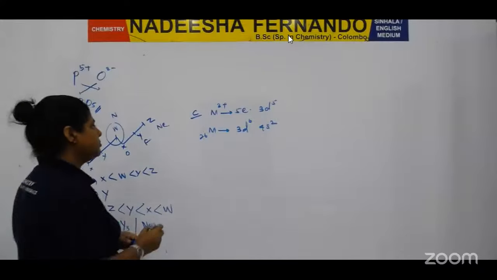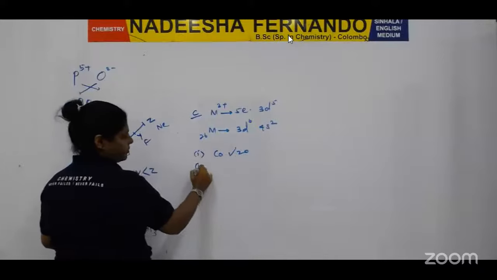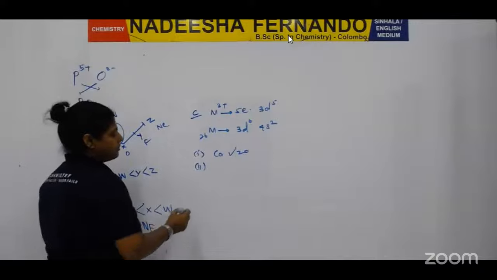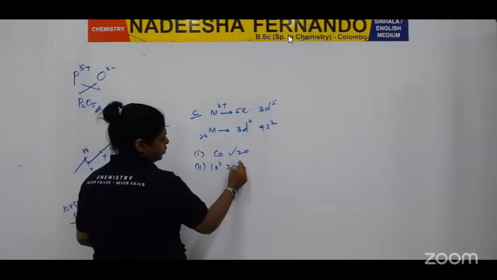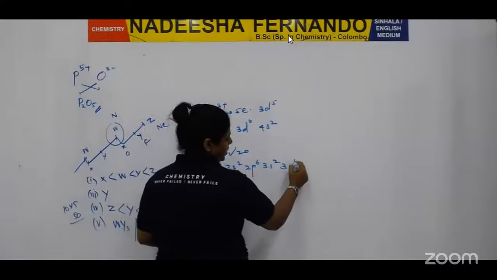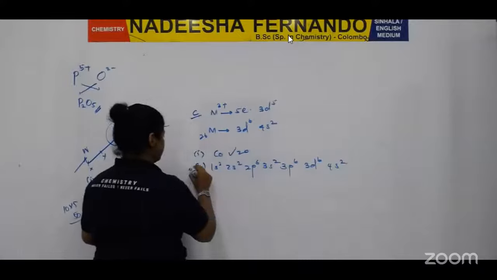Identify element M. 20 marks. Write the complete configuration of M: 1s2, 2s2, 2p6, 3s2, 3p6, 3d6, 4s2. 10.